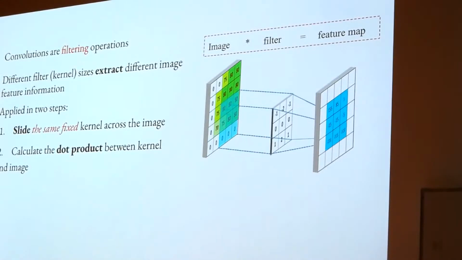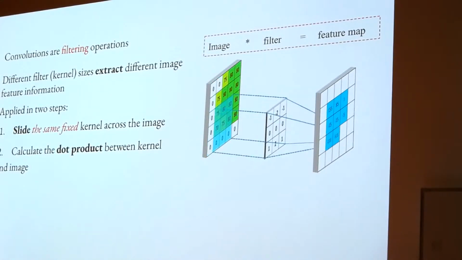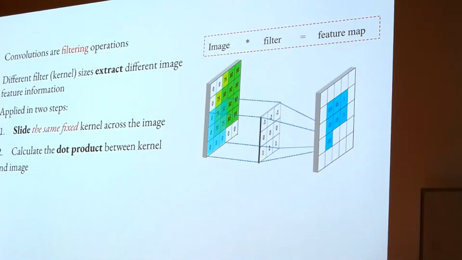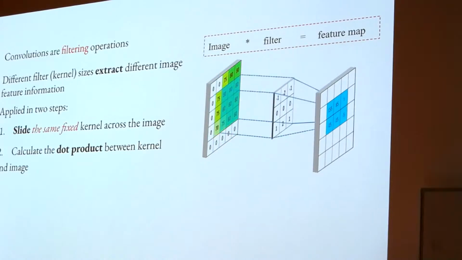So we have a kernel, and then we slide this kernel across the image and calculate dot products between every number in the kernel and every pixel in the image. Here we have an image, convolving with a kernel or filter, and getting a feature map. This is a very common term. You should memorize this feature map. We will talk about these feature maps throughout.